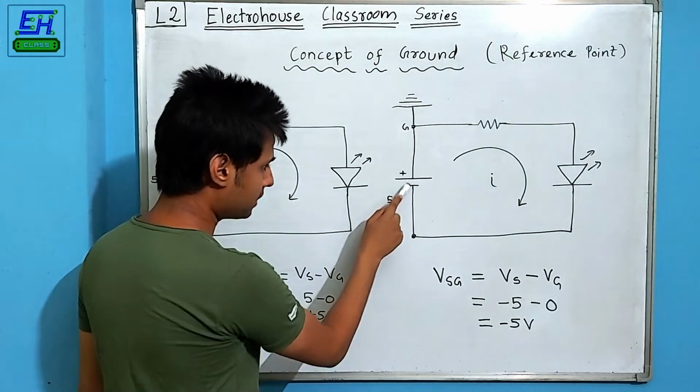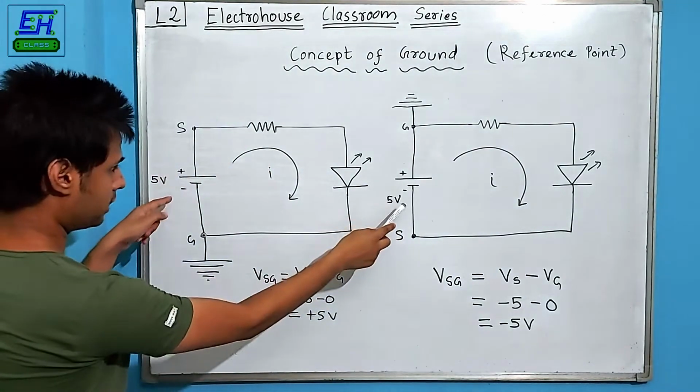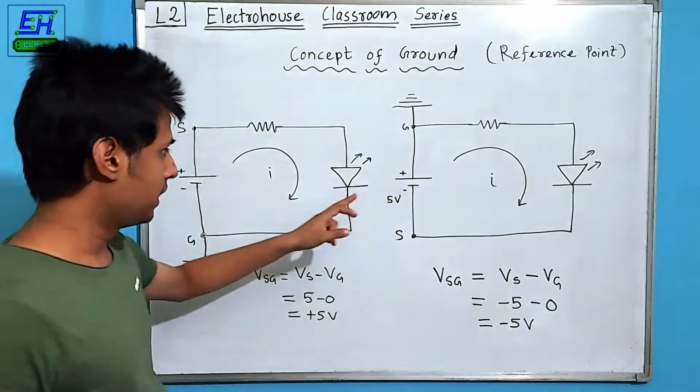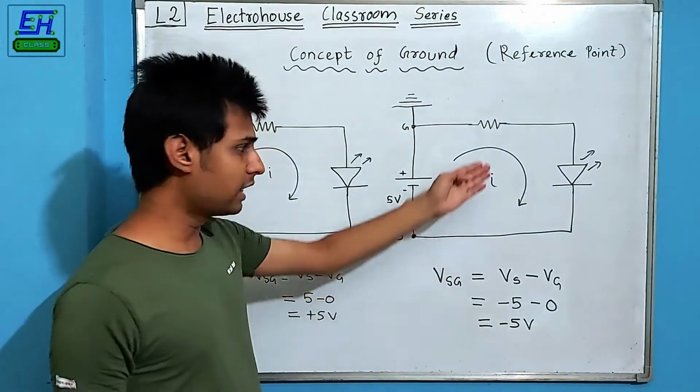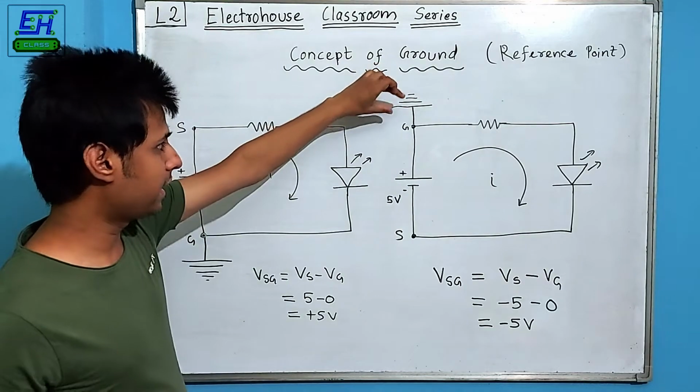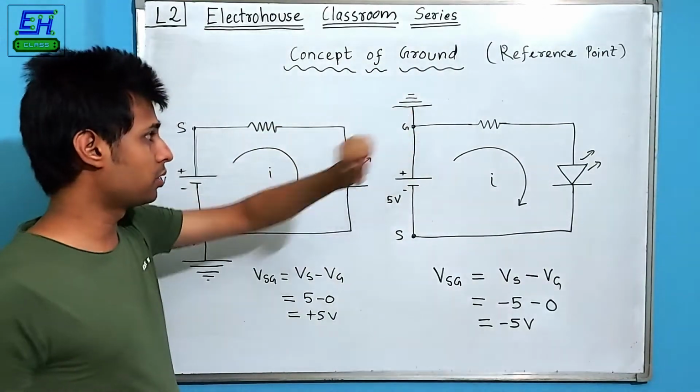The polarity of the battery is the same, you can see at both sides. And even the light emitting diode, LED, is in the same polarity, so it will definitely light up. So why don't we usually connect our ground to the positive supply?